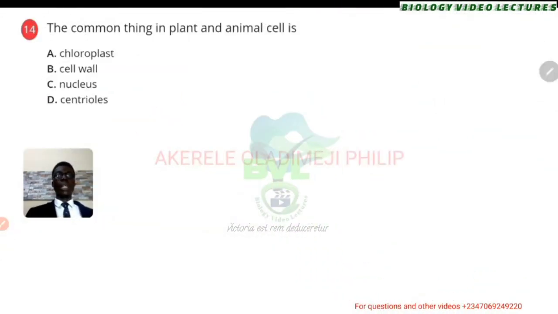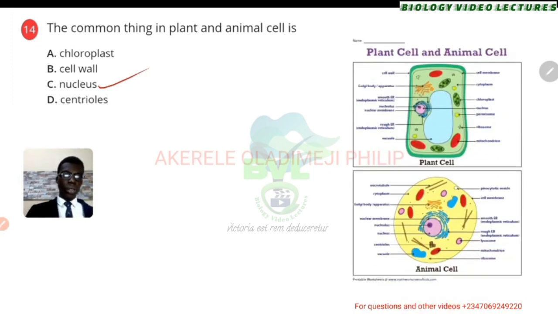The common thing in plant and animal cell from this option will be the nucleus. They both have nucleus together. Of course, you can see this is the nucleus here, this is the nucleus there. They both have nucleus.